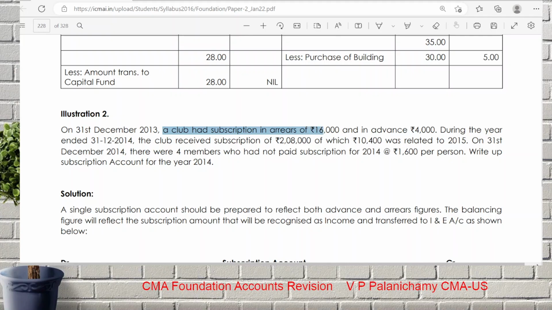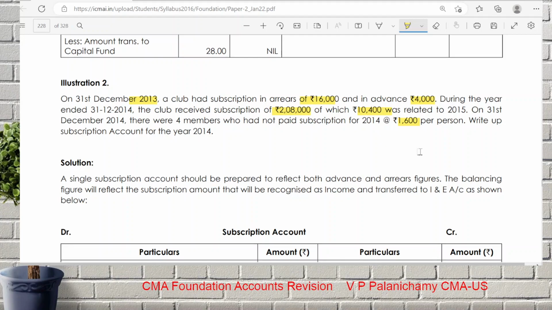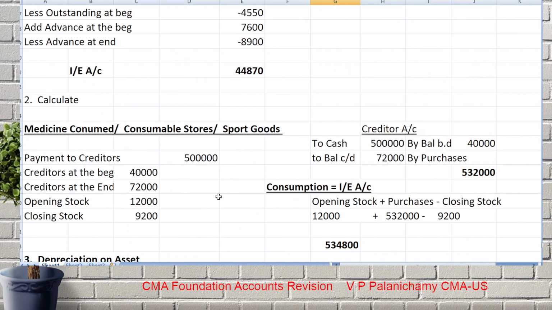What is the subscription in arrears at the beginning of the year? 16,000. Opening balance outstanding. How much is the advance? 4,000. The club received subscription of how much? 2,08,000, of which 10,400 is for next year, and 4 members have not paid subscription at the rate of 1,600 per person. So we'll do it in the same statement. What is subscription received for the year? 2,08,000. Ledger account table, we can do it in statement style itself.